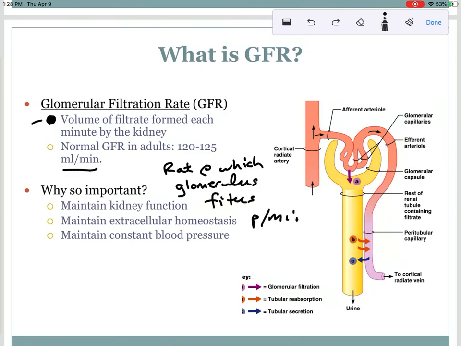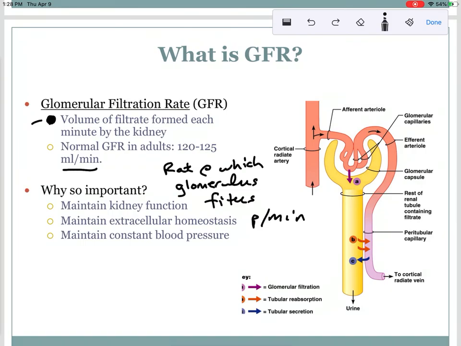I'm not going to ask you what a normal glomerular filtration rate is. You can see there what it is, but I'm not going to ask you that number. This is a really important thing because this is the first step of urine formation. So how quickly we filter the blood basically sets the tone for the rest of urine formation.